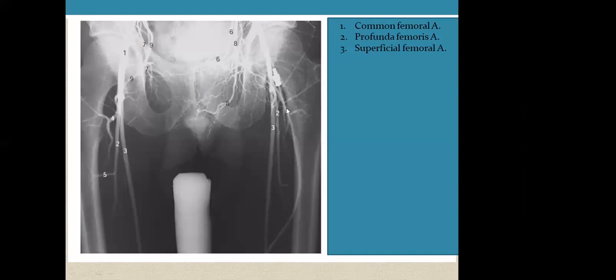Okay, number 4. This is the right lateral circumflex femoral artery. Okay. Perforating artery. Perforating artery.